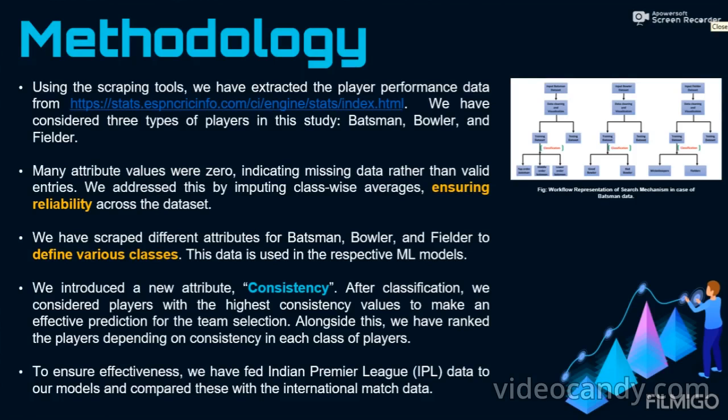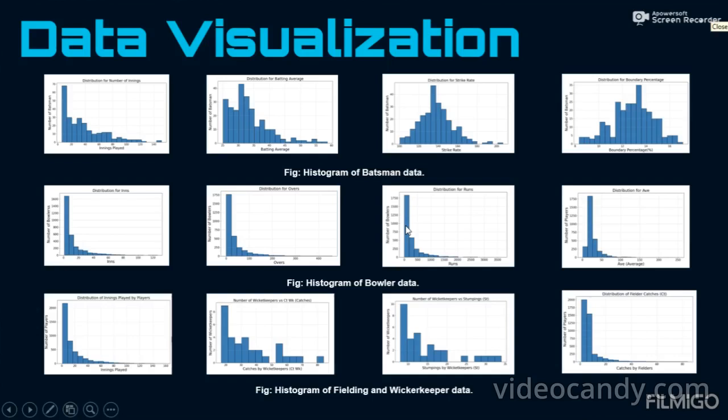In the next slide, we have the data visualization. Here you can see that we have plotted various attributes against the number of players. Histograms for batsmen, bowlers, and fielding and wicketkeeping data are shown in this particular slide.